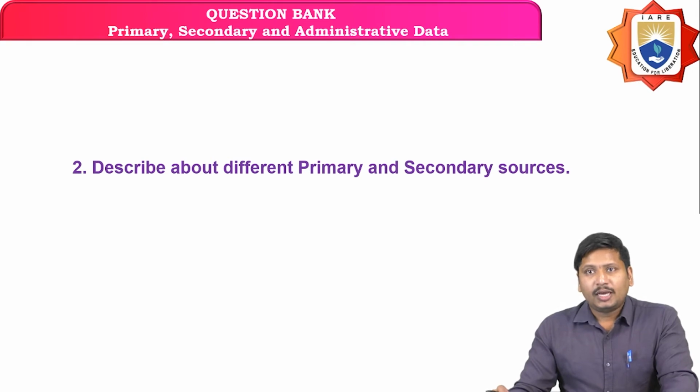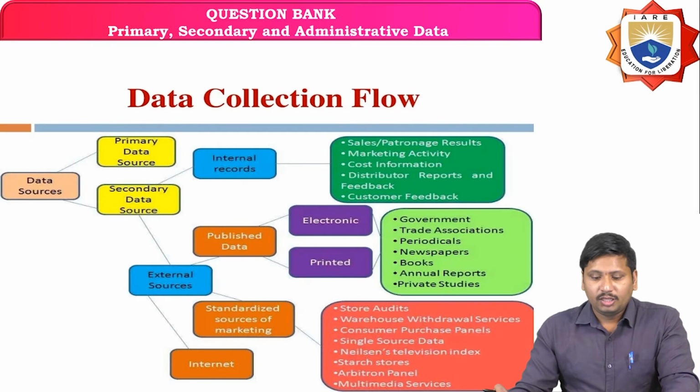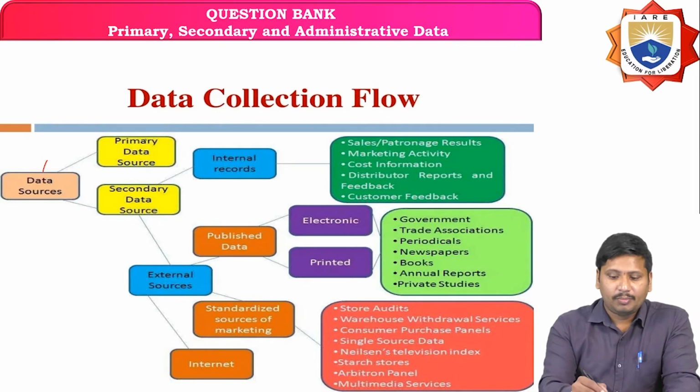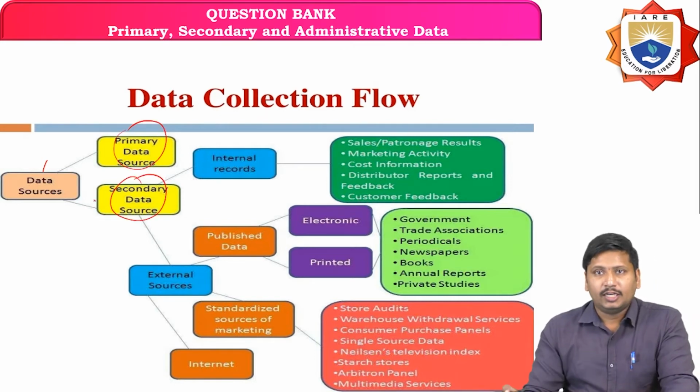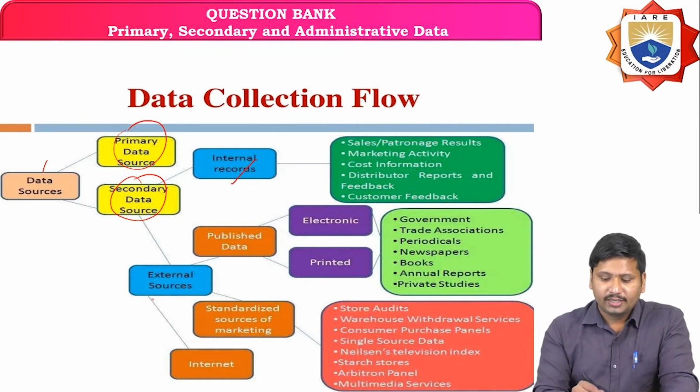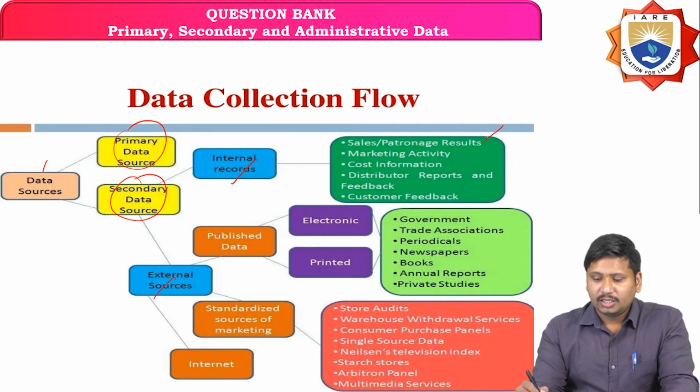And the next one is to describe the different primary and secondary sources. Within this, the data sources are classified into two types. The first one is the primary data source, and the second one is the secondary data source. The secondary data source will again be of two types, internal records and external records. Internal records include sales results, marketing activity, cost information, distributor reports, and customer feedback.